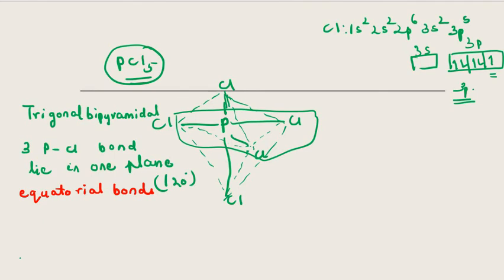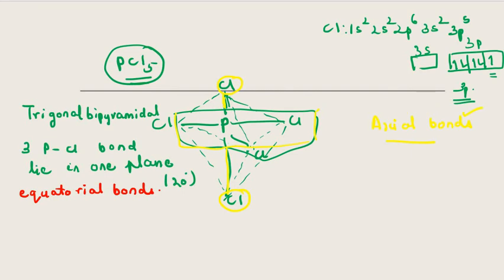The remaining two P-Cl bonds are perpendicular to the plane of the equatorial bonds. This one is our equatorial bond; the perpendicular to the plane of the equatorial bonds is these two. These P-Cl bonds lie above and below the plane, and they are called axial bonds. These three P-Cl form the equatorial bonds, and the ones lying above and below, perpendicular to the equatorial bonds, form the axial bonds.